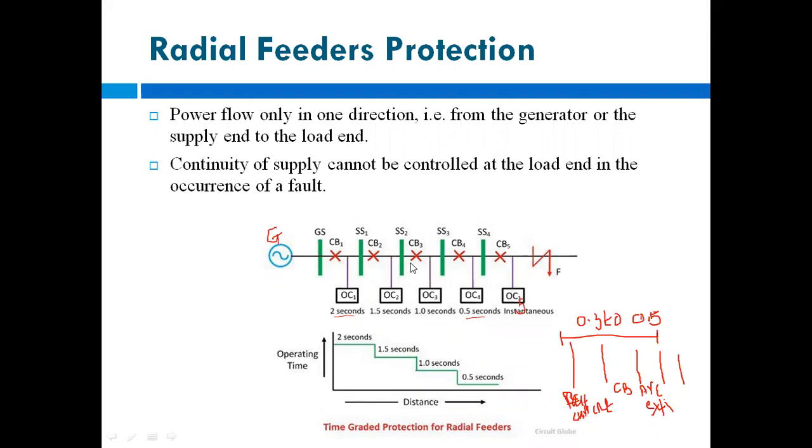So this is the disadvantage of the radial feeder: we cannot control the supply at the load end.